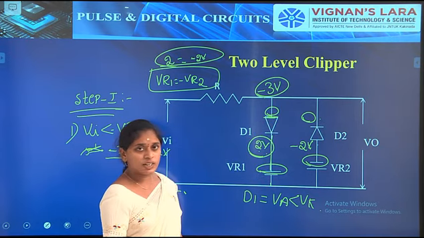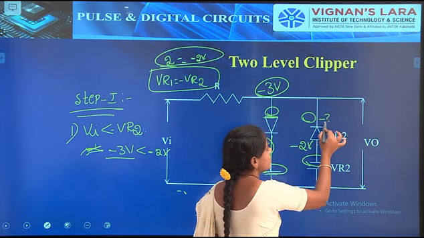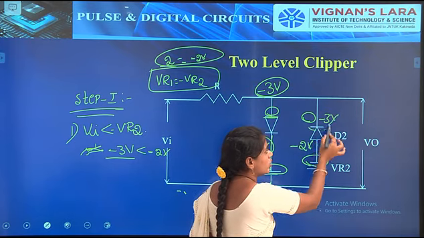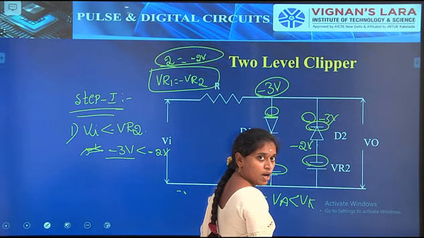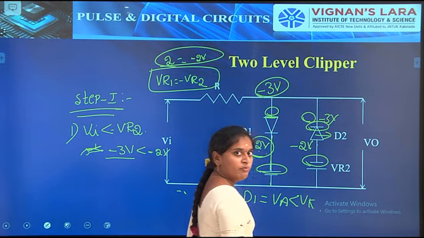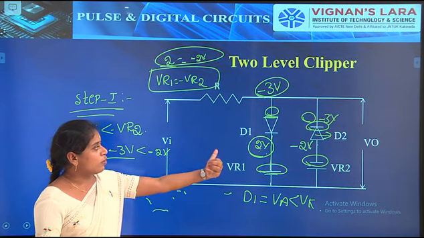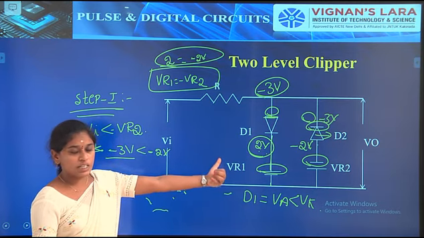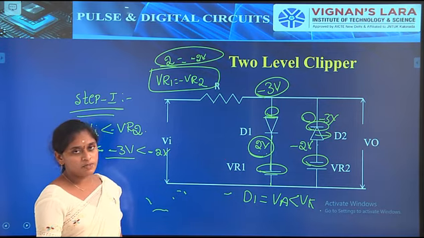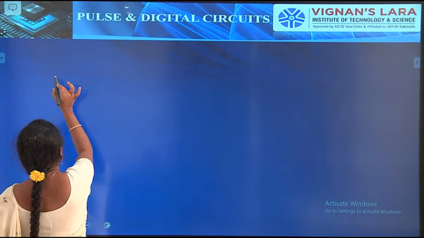At the same time, what is the condition of diode D2? Here we apply minus 3 volts, so the cathode voltage is less than the anode voltage. Then diode D2 becomes on. So when the input signal is less than minus VR2, diode D1 is off and diode D2 is on. And what is the circuit diagram? The circuit diagram will be like this.